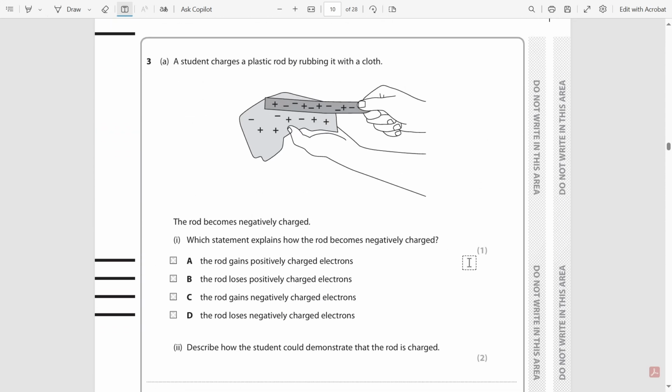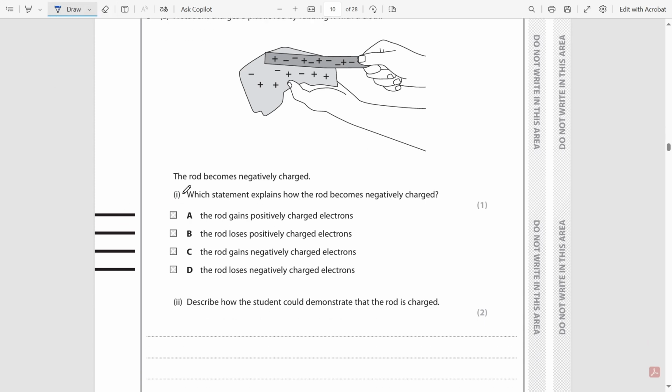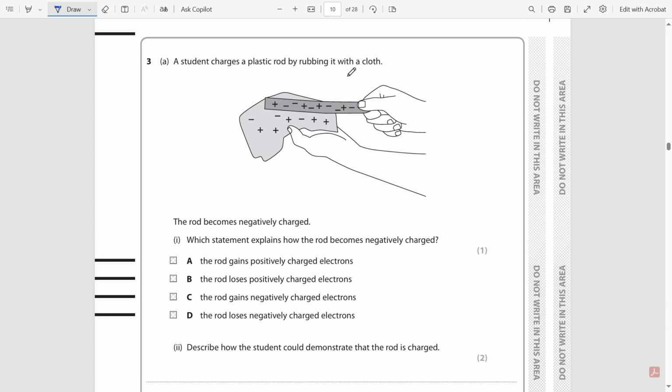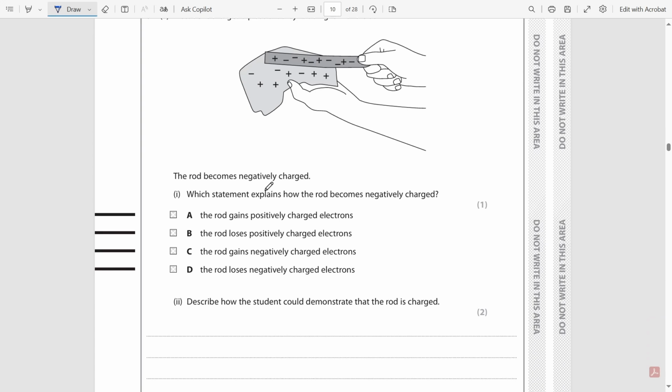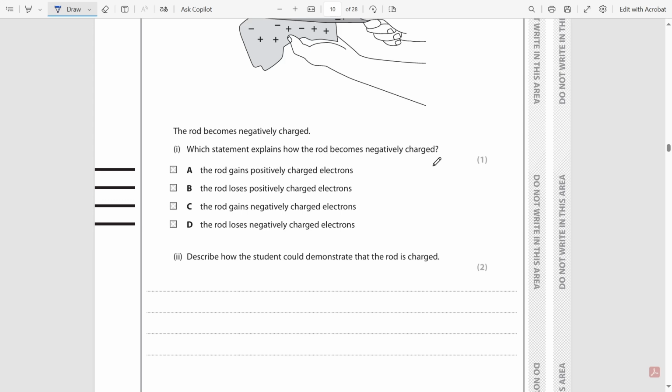Wow, okay. Static electricity. Imagine that. I've not seen this in ages. Okay, let's see. The student charges a plastic rod by rubbing it with a cloth. The rod becomes negatively charged. Which statement explains how the rod becomes negatively charged?